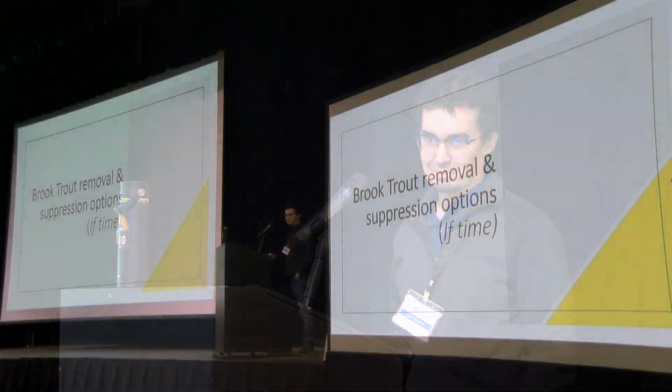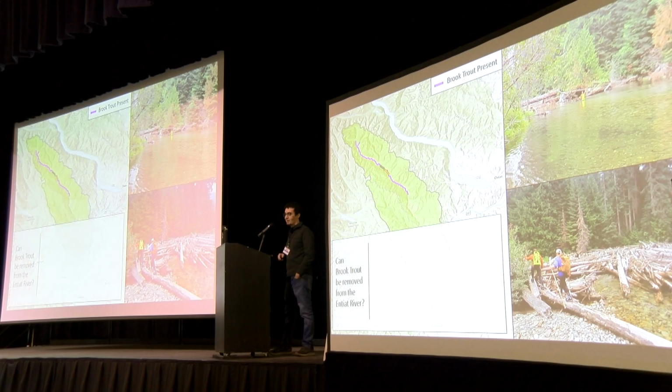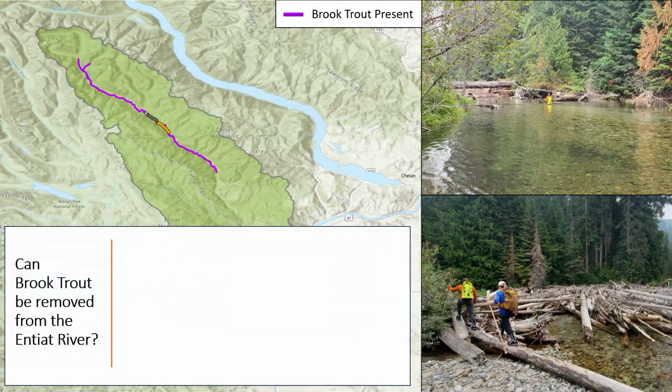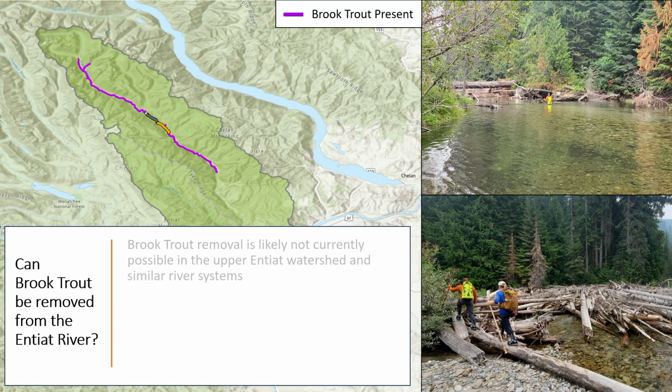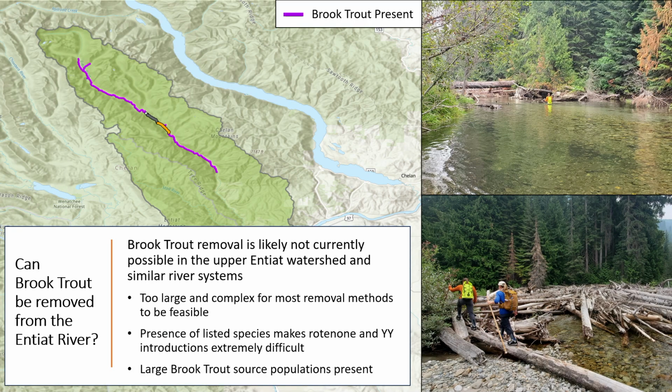All right, and I think I still have some time, right? Okay, so I always get questions about removal and suppression options, so we're going to go ahead and talk about that real fast. The first question I get is, can brook trout be removed from the Entiat River? And unfortunately, the answer is probably not, or at least not easily.